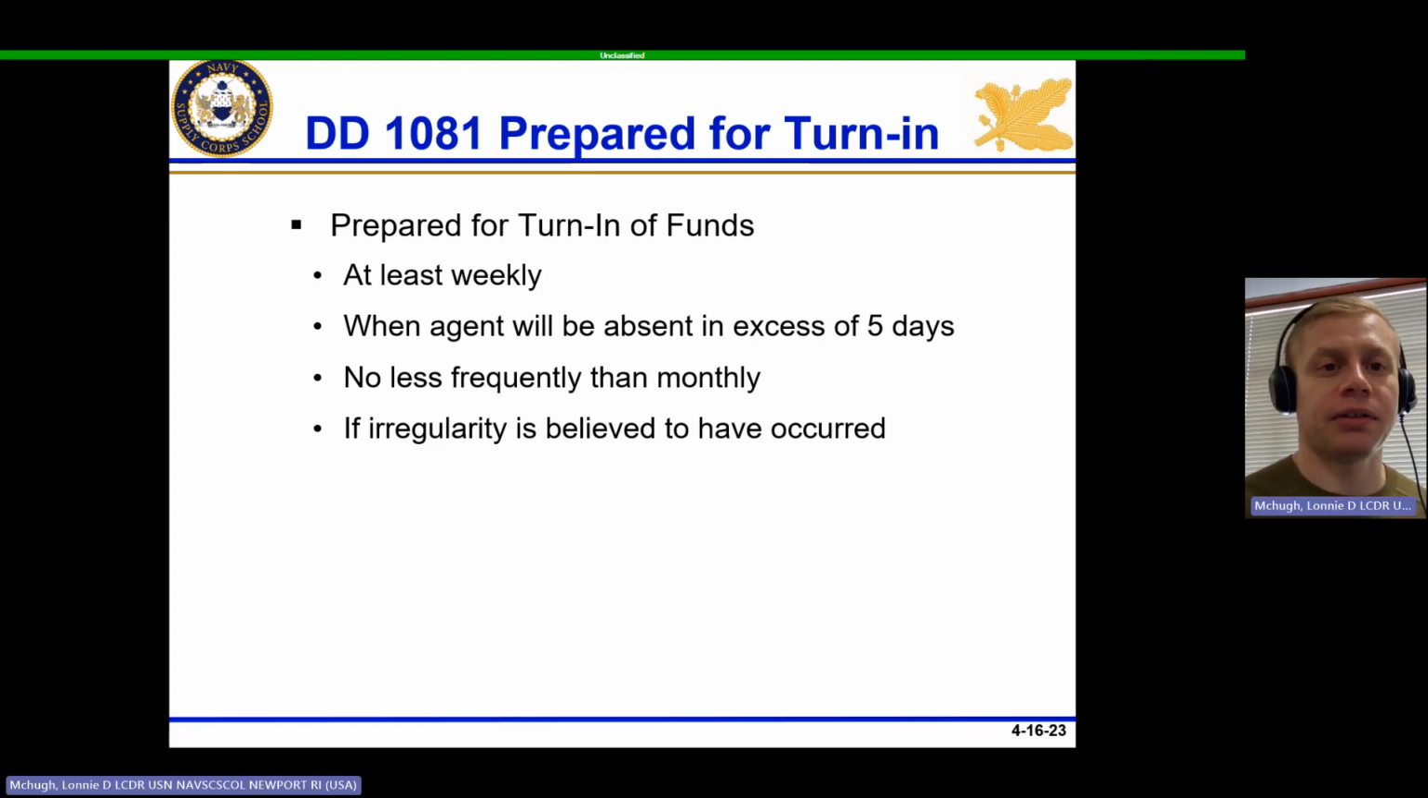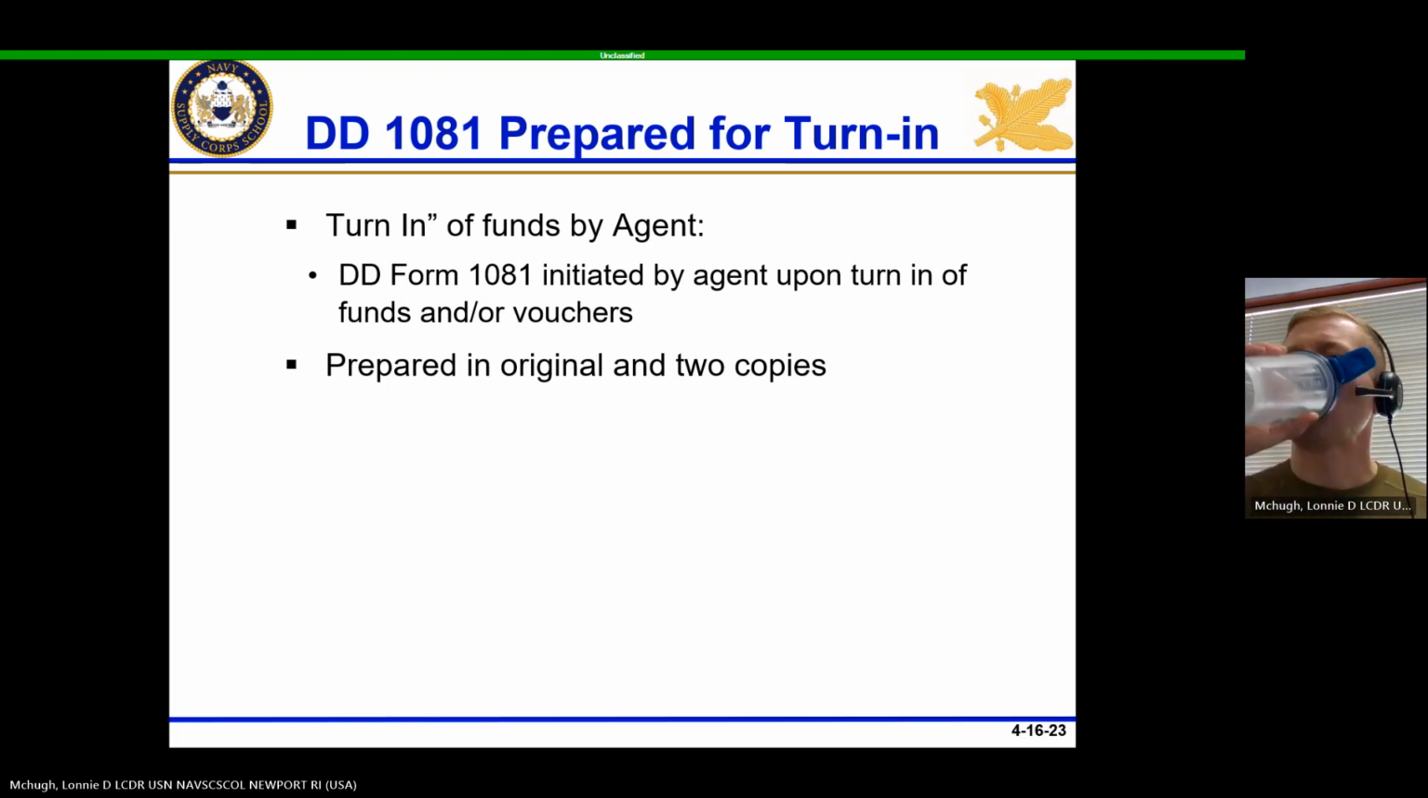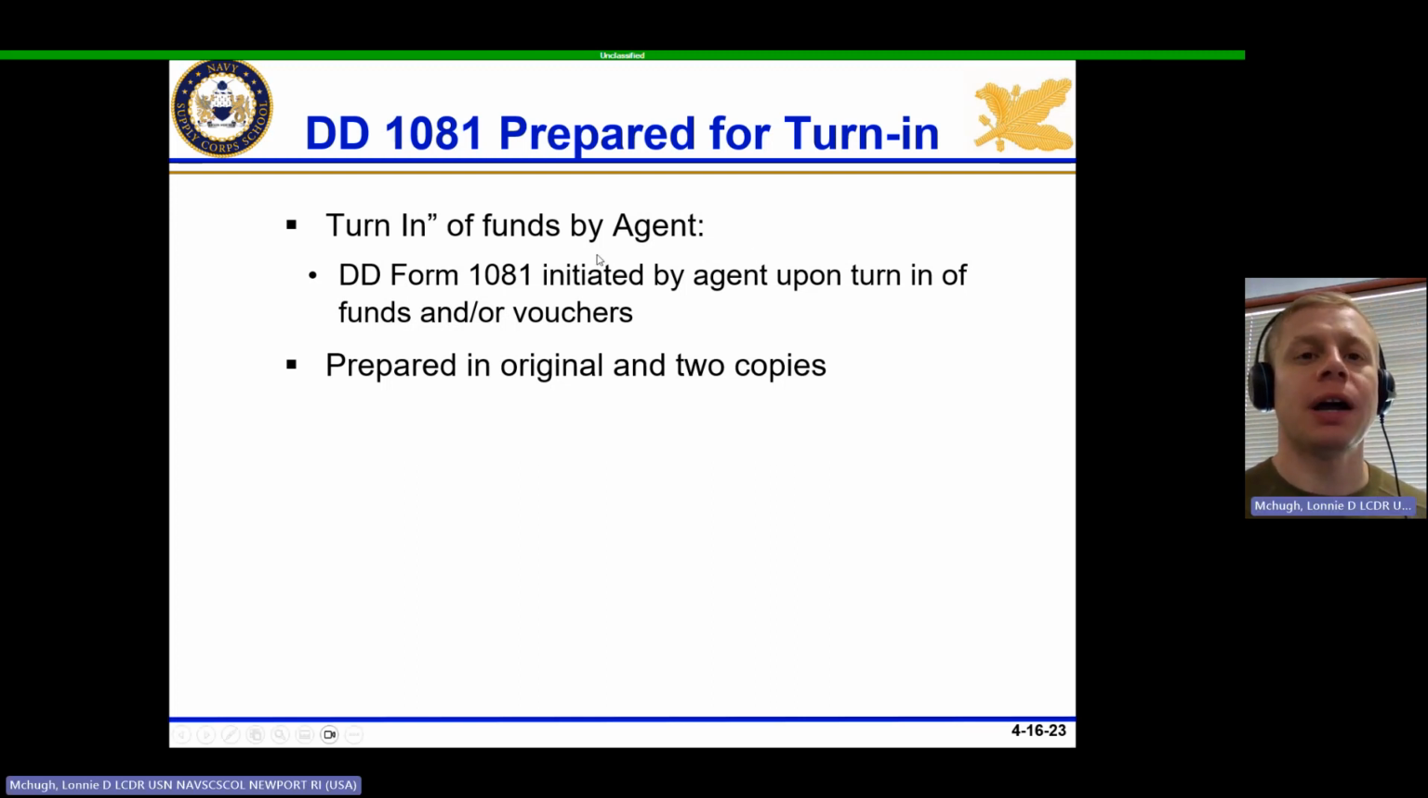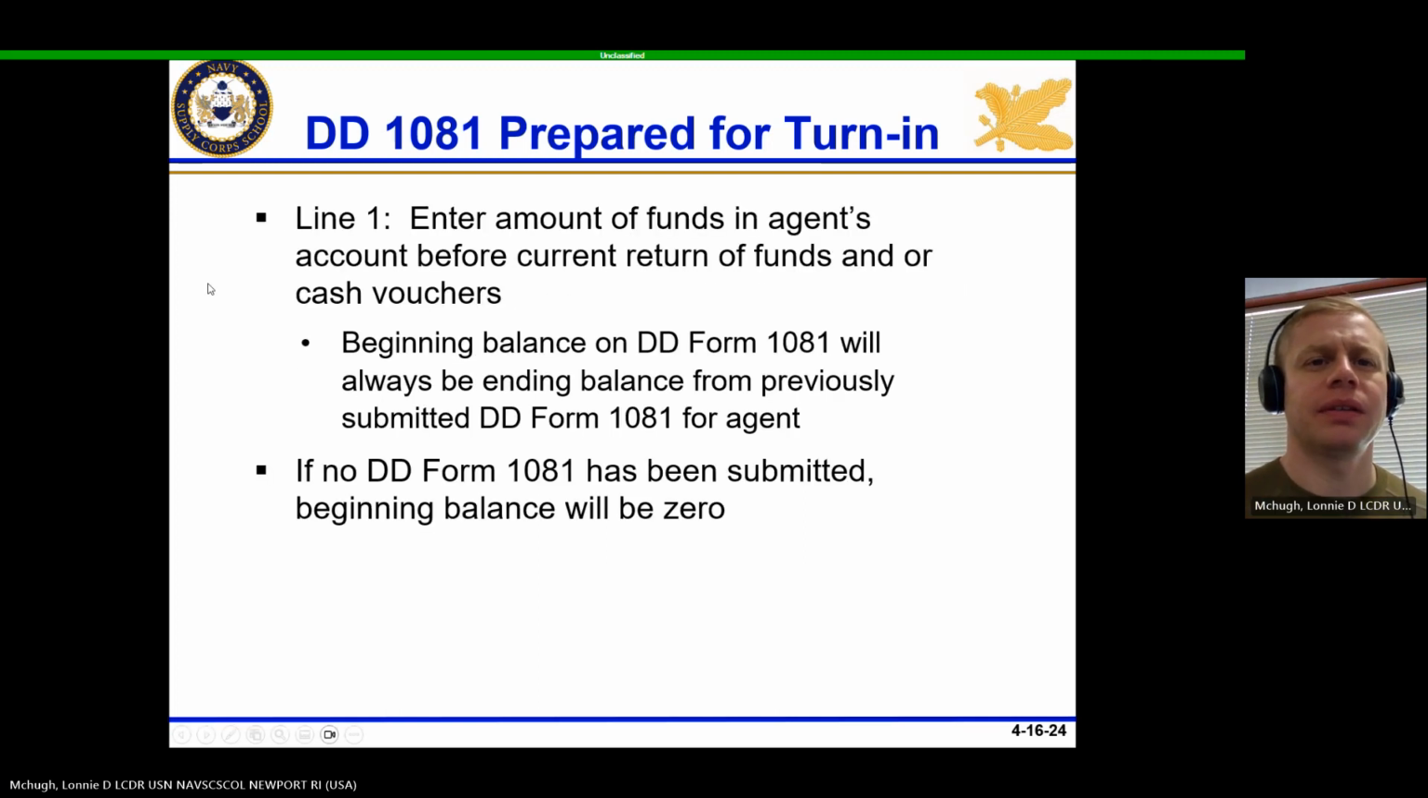And if you see an irregularity, so if you thought that they mishandled money or you questioned a transaction, you could have them turn it in right then. There will once again be 2 copies. Well, there'll be an original and 2 copies. One of those will go to the disbursing officer and then the agent will have a copy. And then one will go into the retained returns.